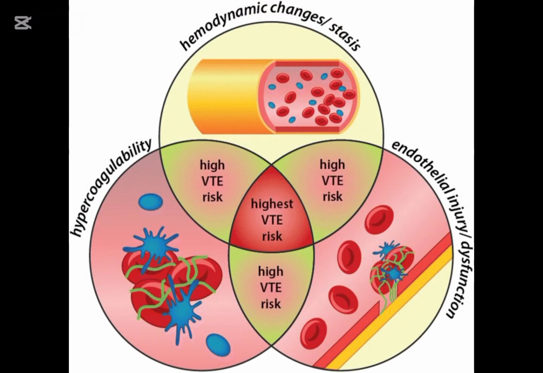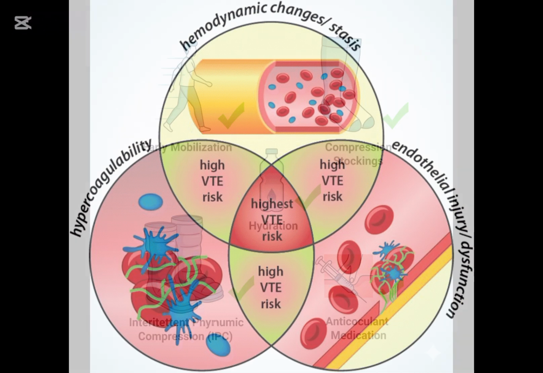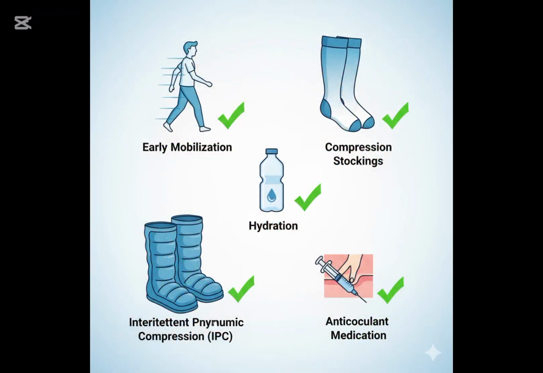Now, it's always useful to remember Virchow's triad, the 3 main factors that contribute to thrombosis: stasis, hypercoagulability, and endothelial injury. So, how do we prevent DVT? Mainly by improving circulation and reducing stasis. Encourage early mobilization, use compression stockings, pneumatic compression devices, subcutaneous enoxaparin, and ensure adequate hydration.